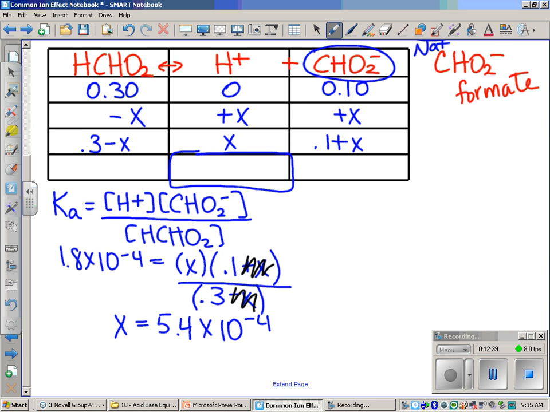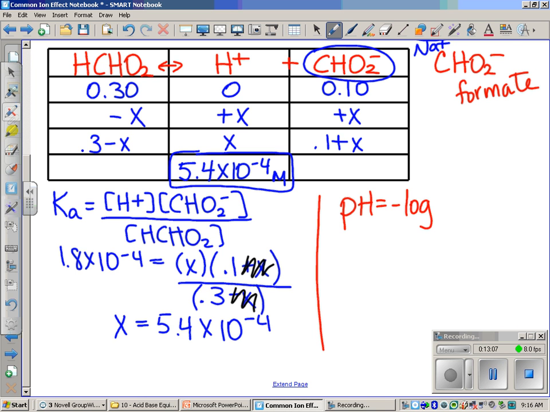Now, if you used the quadratic on this, or if you graph this in your calculator, I believe you get 5.35 times 10 to the -4th, which of course is okay. If you don't use the trick and you go that way, it's totally fine. The answer actually comes out exactly the same regardless, but I just wanted to point that out. So this 5.4 times 10 to the -4th goes here. That is your value of x, and that is your concentration of H+.